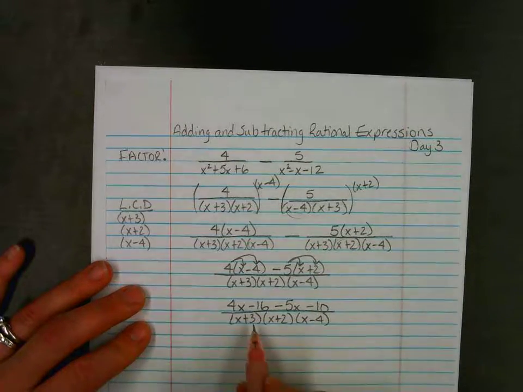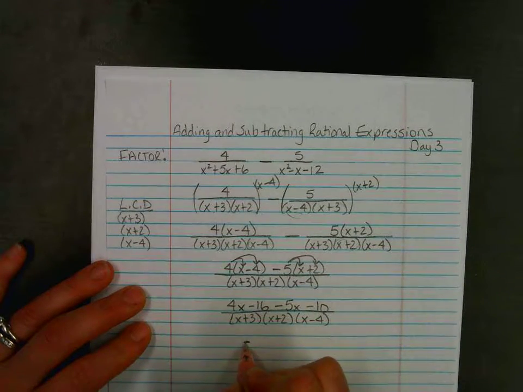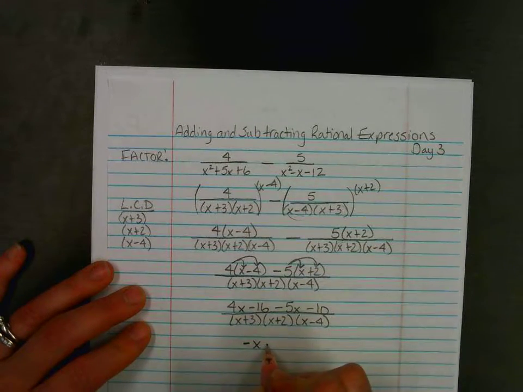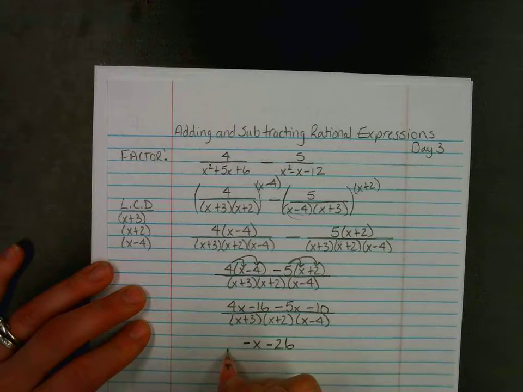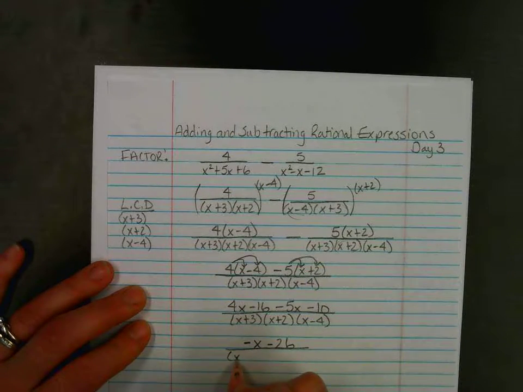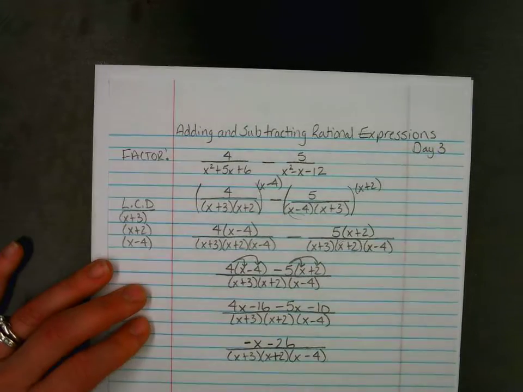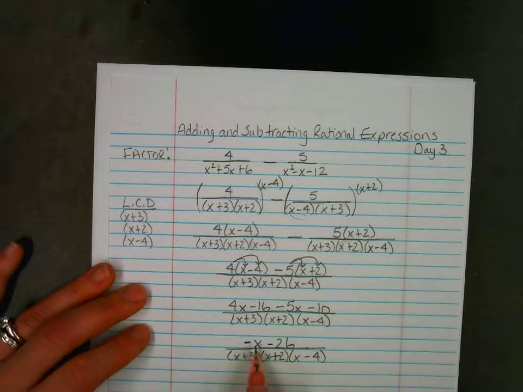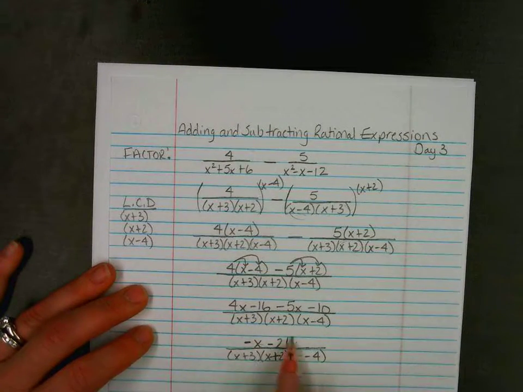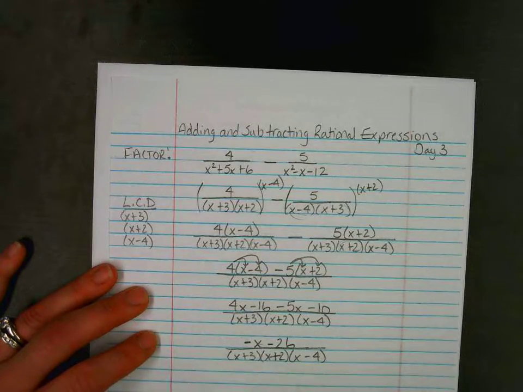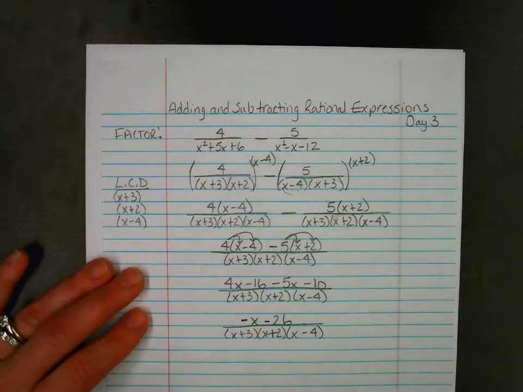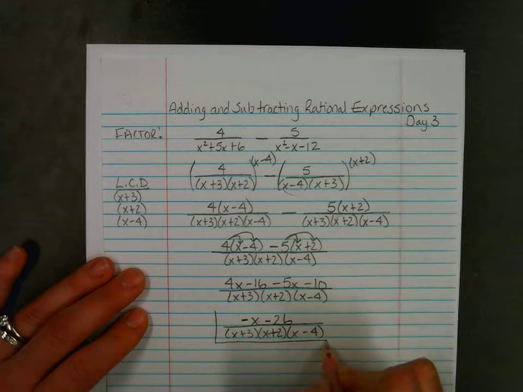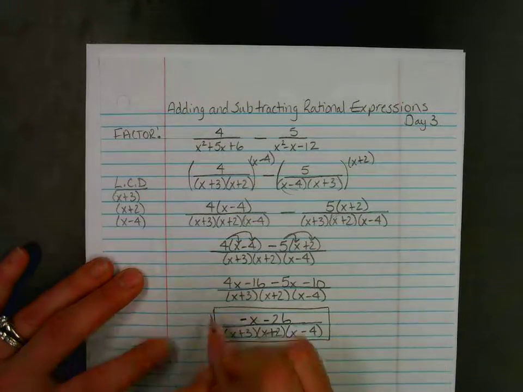I'm now going to collect my like terms, so I get a negative x minus 26 all over x plus 3, x plus 2, and then x minus 4. So then I'm going to look in my numerator. If I factor out a negative 1, is that going to help me cancel anything in my denominator? And no, it is not. So this would be my final answer. I'm going to leave it like that.